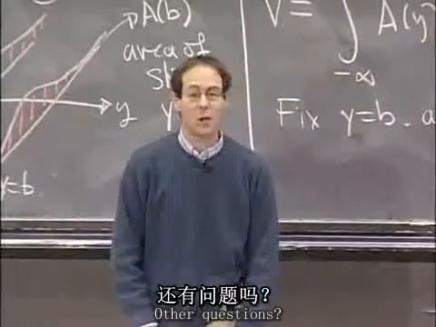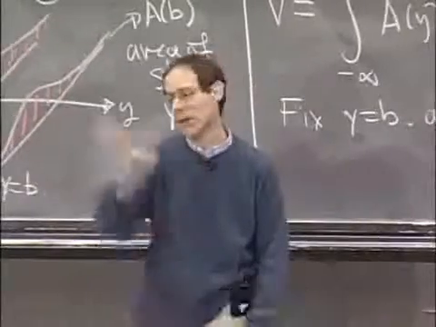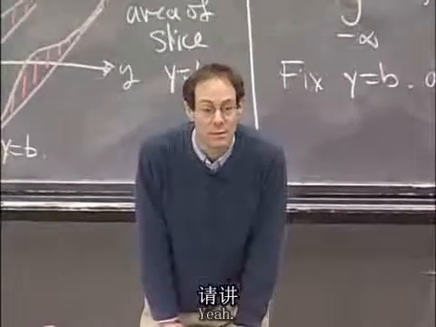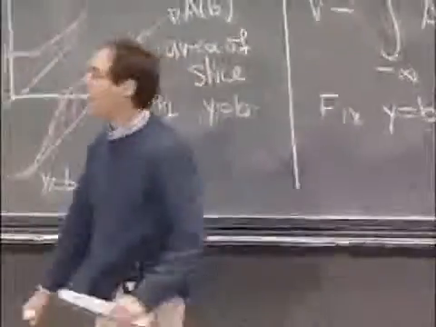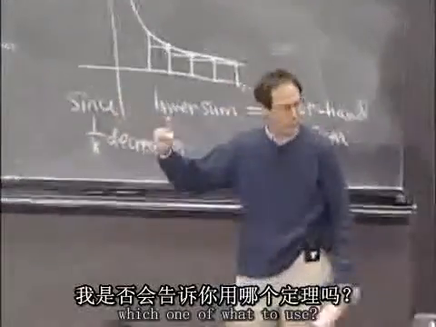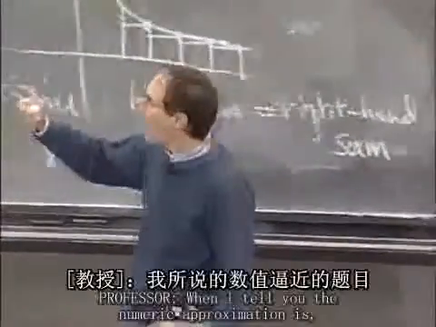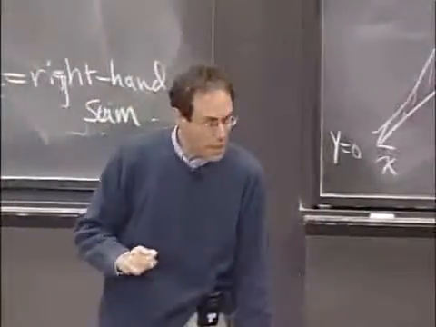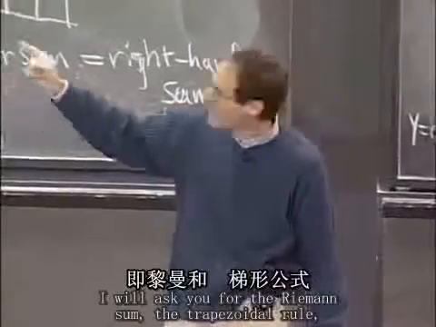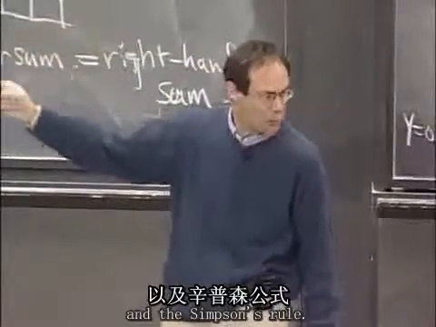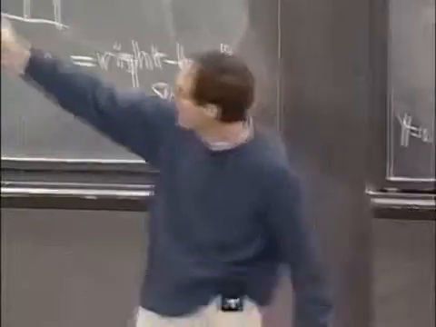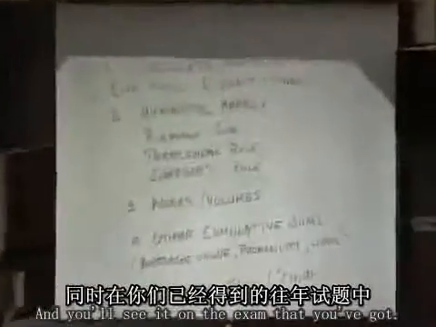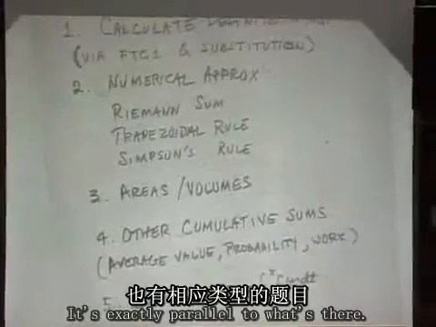All right. Other questions? We still have 5 whole minutes, and I have an example to give if nobody has a question. Yeah. Will you tell us which one to use, or are we just going to use whichever? The question is, will I tell you which one of what to use? So for numerical approximation, when I tell you the numerical approximation, as you'll see on the practice exam that you have, I will ask you for all 3. I will ask you for the Riemann sum, the trapezoidal rule, and the Simpson's rule. I'm guaranteeing you they'll all 3 be on the exam. I'm guaranteeing you that every single thing which is on that piece of paper is on the exam. And you'll see it on the exam that you've got. It's exactly parallel to what's there.